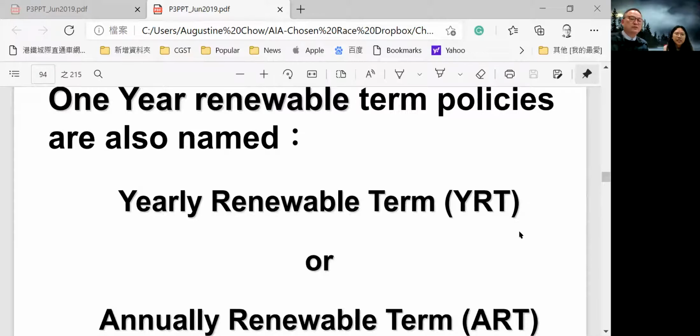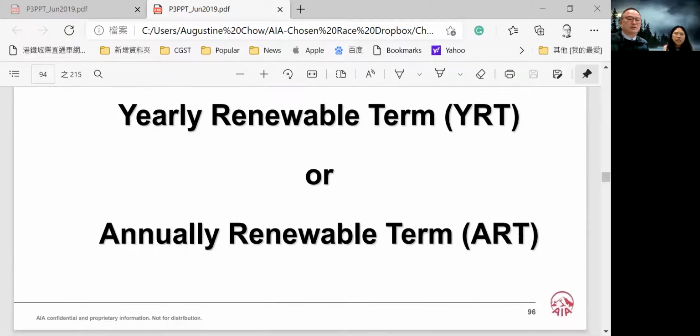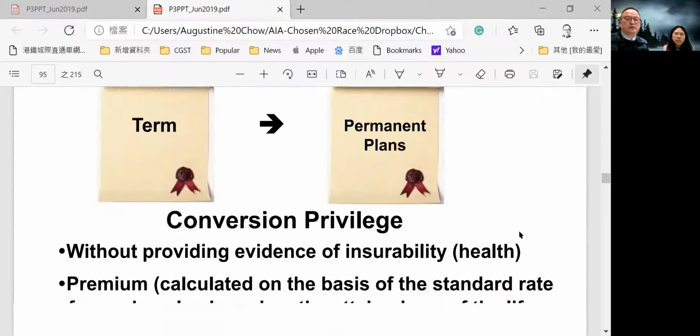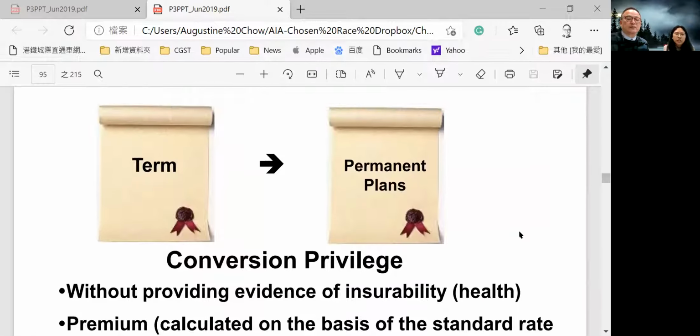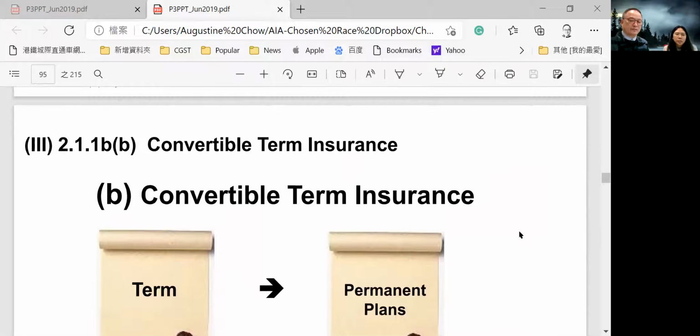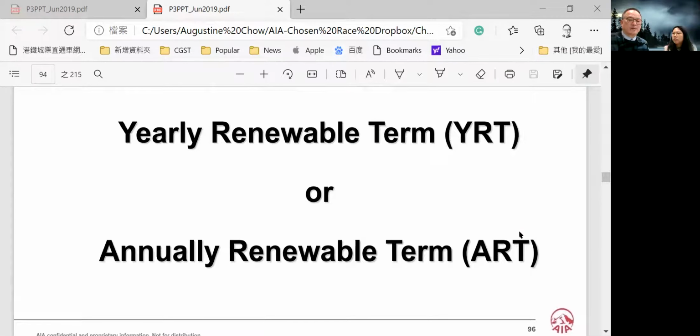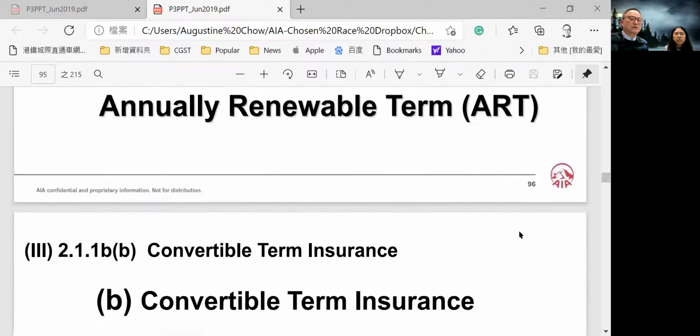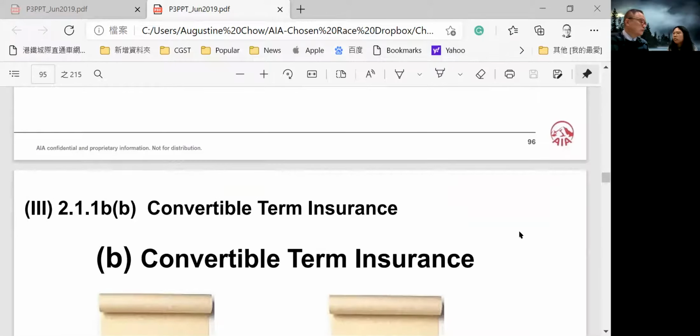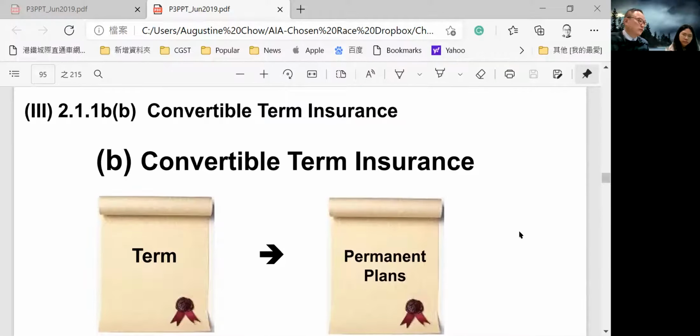And what is this convertible term used for? ART, annual renewable term or annual convertible term. You renew it automatically without further health checks needed. It's also for people who are young and have a low budget, because they can convert it to a whole life policy, endowment policy or medical policy when they have higher income later on. This is how you use convertible term.